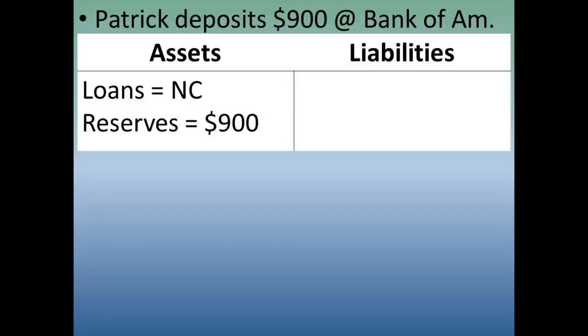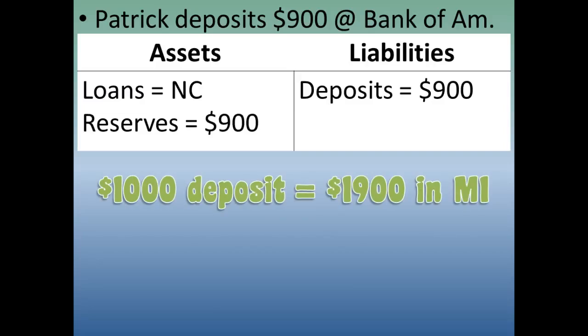But they also now have a new liability. They owe Patrick $900 when he demands it, because he just put down a $900 deposit. So with just two steps, what we see here is that the initial $1,000 deposit at Wells Fargo has led to total liabilities in the banking system of $1,900: $1,000 from the initial deposit and $900 for Patrick's that he received when he sold his patio furniture. So the $1,000 deposit led to $1,900 in total M1.